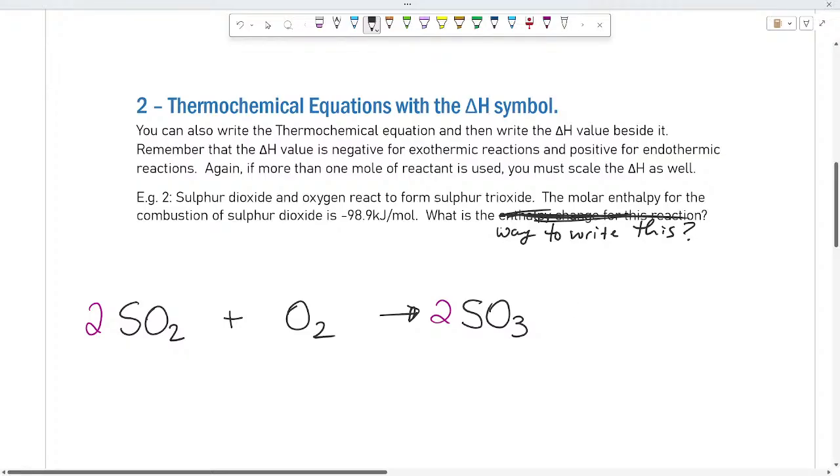If I were to include this number here, would I put it on the reactant side or the product side? I would put it on the product side. Okay, but here's the thing. Could I put it as 98.9 kilojoules? Why not? What would I have to put it as? I'd have to multiply it by 2 because we're doing the reaction twice. So sometimes I'd have to work that out. That would be 187.8 I'd have to put here, right? Yeah, something like that.